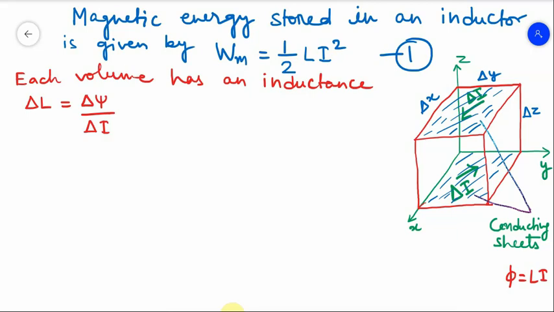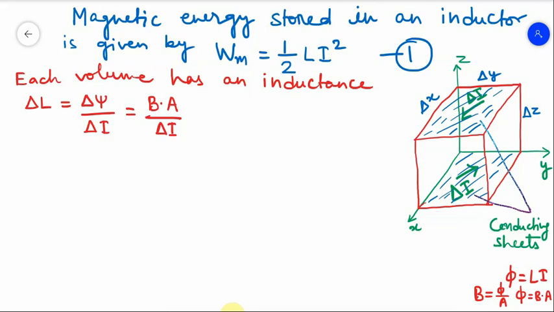Now what is psi? This is flux. In terms of the flux density, we know that B equals phi upon A, so phi equals B into A. So here also del psi equals B into A, and del L equals B into A upon del I. Now what is area? If we talk about this area, what is area?